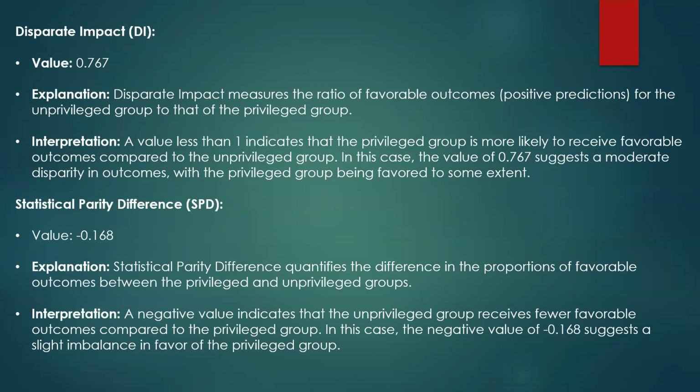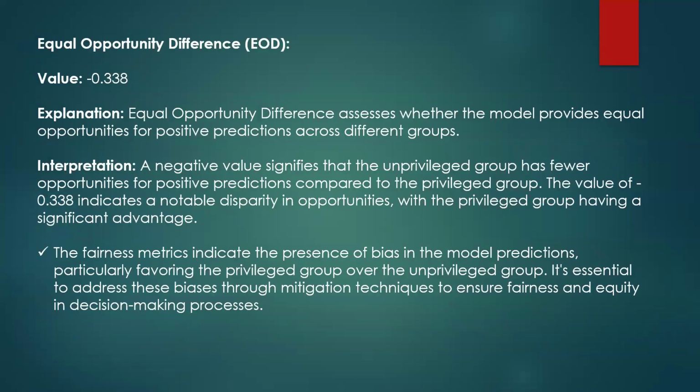Coming to the statistical parity difference, as well as how the values are indicated, and EOD, which means equal opportunity difference, which I explained previously. How the exact values match, and how the exact value signifies the unprivileged group has fewer opportunities for positive predictions compared to the privileged group.